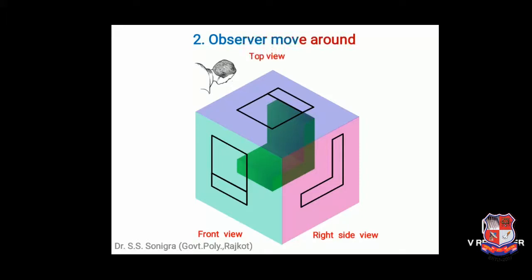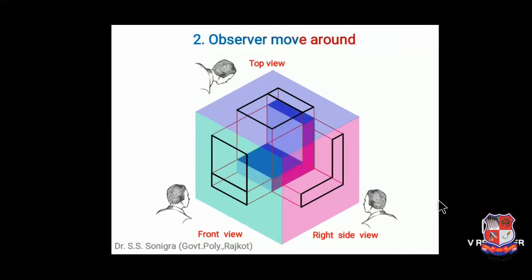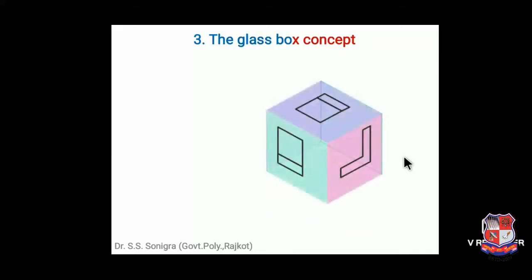It will be visible like this. So this is top view. Movement of observer, answer will be same. Either the object is moved or the observer is moved, the answer is similar. These are the three views: front view, top view and side view, and accordingly we can draw three views.